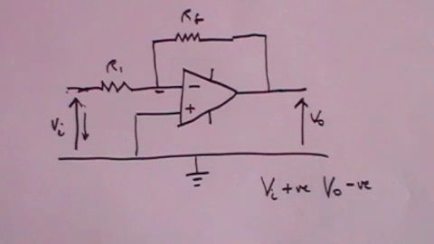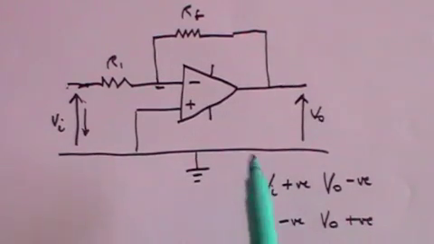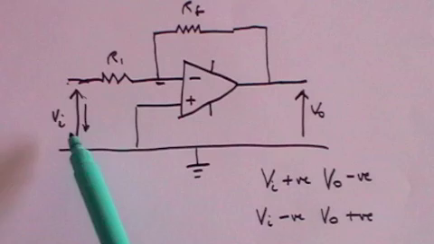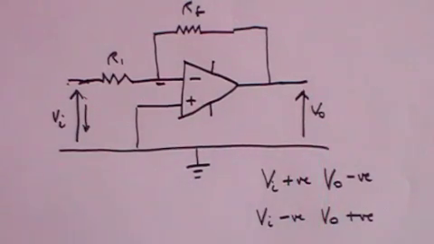And it works the other way around as well, of course. When the input voltage is negative, the output voltage is positive. In other words, whatever that voltage is, up or down, the output will be the opposite. And that's why it's called an inverting amplifier.